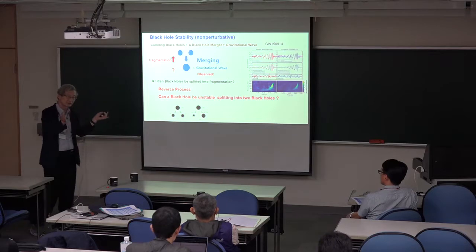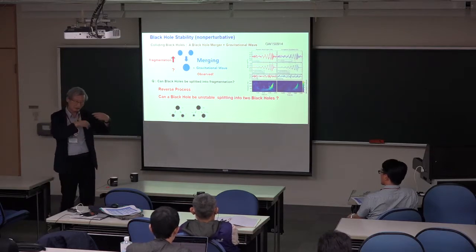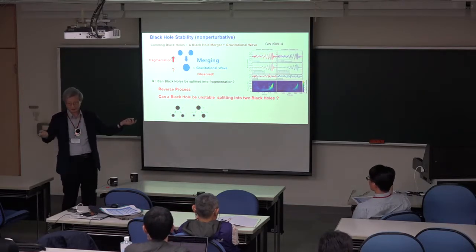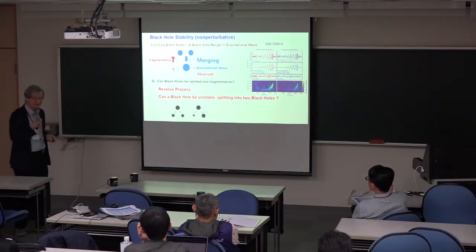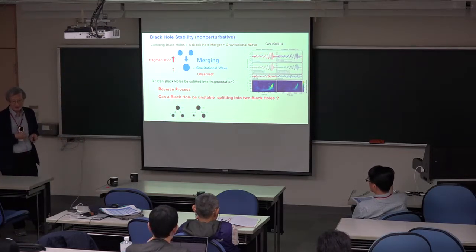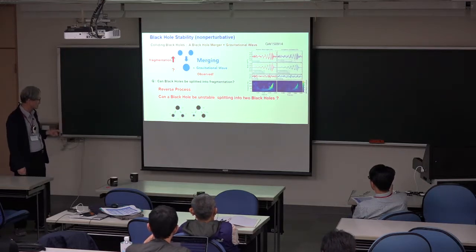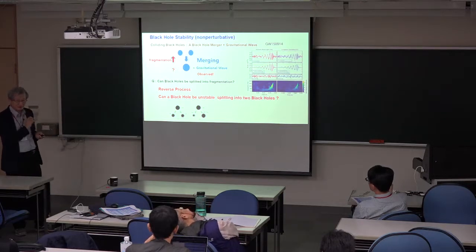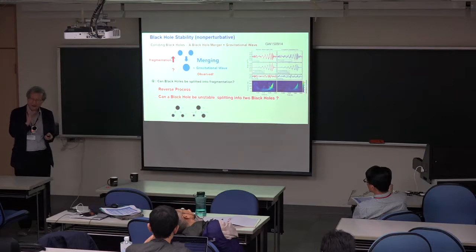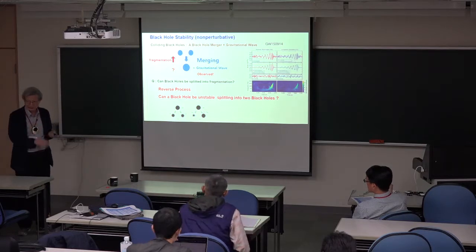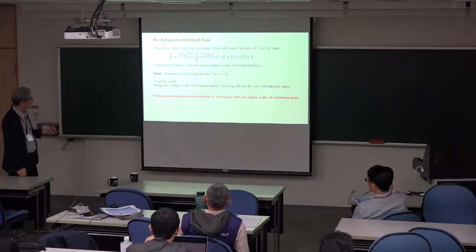So we have a single black hole, but suddenly through some thermal tunneling or quantum tunneling or whatsoever, the single black hole splits into two black holes. Of course, such things are not possible in Einstein gravity, but we are deviating from Einstein gravity. So we wanted to check this kind of possibility. The simple conclusion is that we found some parameter range in the theory in which they are unstable under fragmentation. That's the conclusion. Let me show you a little bit more.